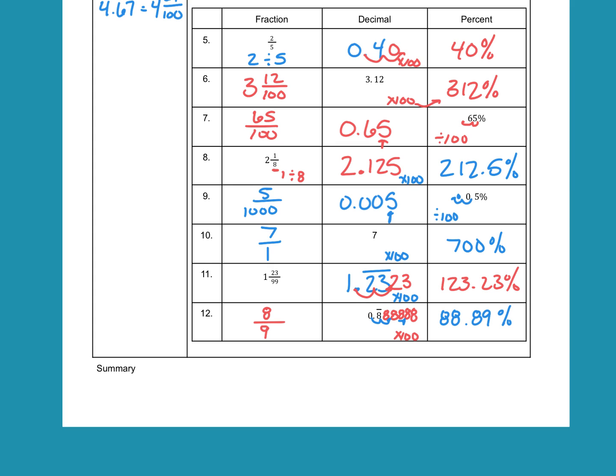If I had just left it, for example, if I had just put in my calculator 0.8 times 100 and forgot about that repeating, we would have gotten 80%. And 80% is a lot less than 88.89%. So again, with these repeating decimals, make sure you are very careful and have those repeating decimals in your calculator before you're multiplying by 100 or before you're moving those decimals.